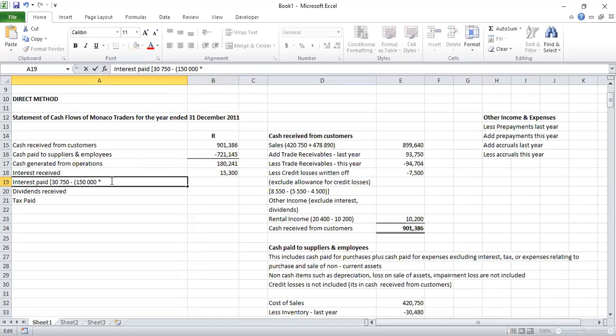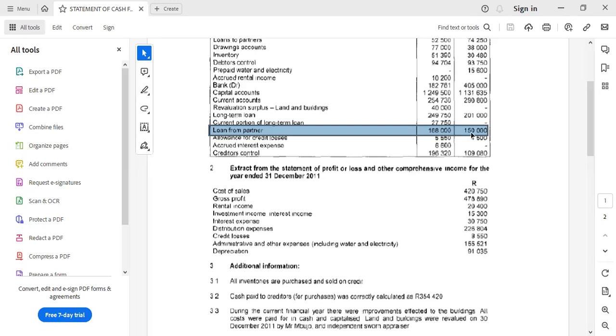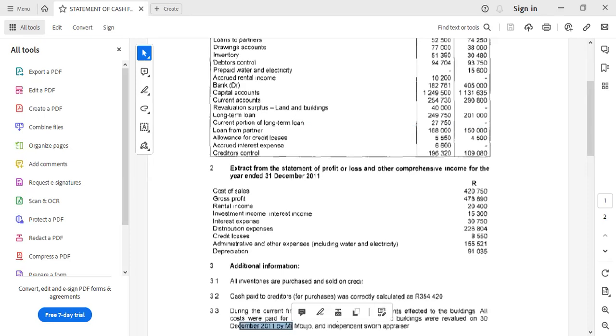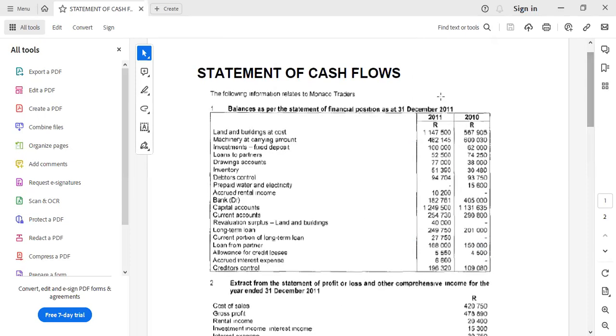times 12%. Right. So it will be 150,000 times 12%. Right. This was obtained on 30 December 2011. That means our year, remember that it's ending on 31 December 2011. So it was a full year's interest because it was received on the last day of last year. So for this year, it will be a full year's interest. So we're taking it out because it was capitalized, it was not paid.